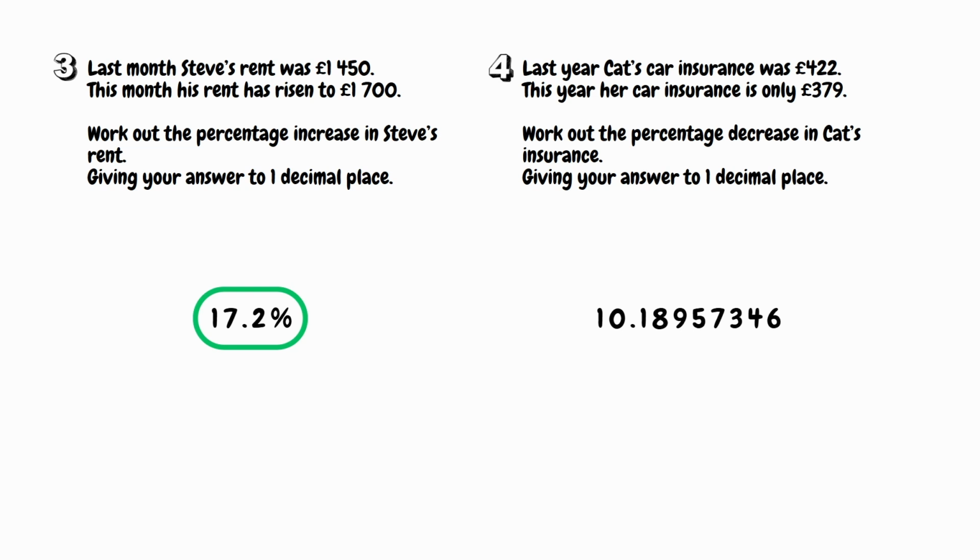And then rounding our answer to one decimal place, well, we can see our 1 in the tenths column. We look to the right to the hundredths column, and we have an 8. So we have to round that 1 up to a 2. So our answer to one decimal place would be 10.2%. So well done if you followed along with those examples, and that's it for this video.